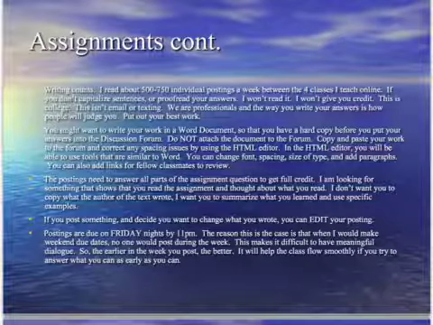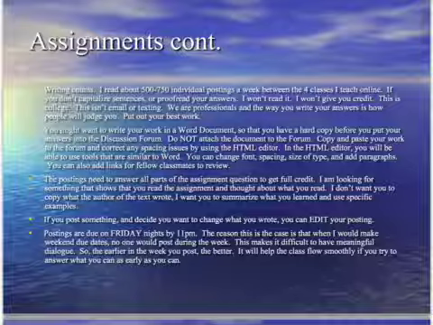Writing counts. I read a lot of individual postings a week. I have 5 classes this semester, 3 of which are online. So please capitalize your sentences, proofread your answers. I won't read it if it's not well written, and I won't give you credit. This is college. We're not emailing or texting. We're professionals, and online the only way people know who you are is by what you write and how you write it. So take the time to really do it the correct way.